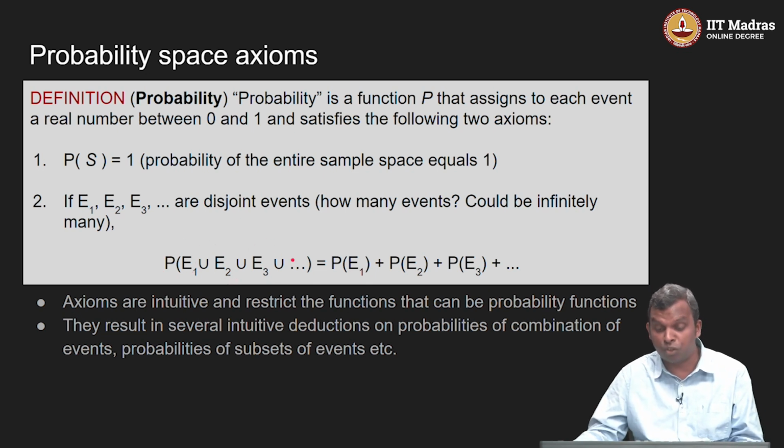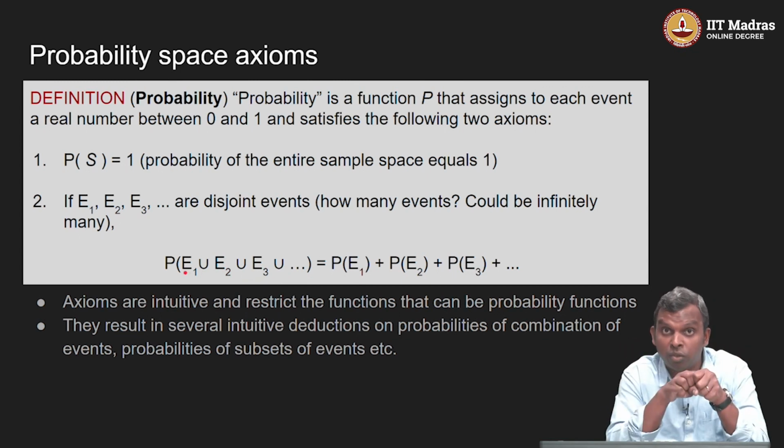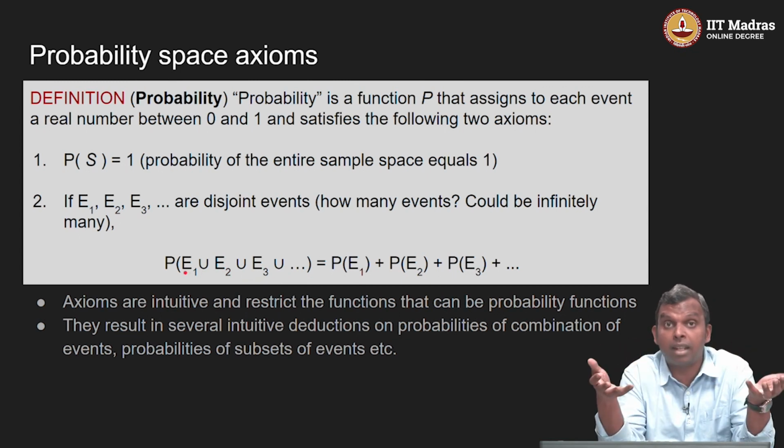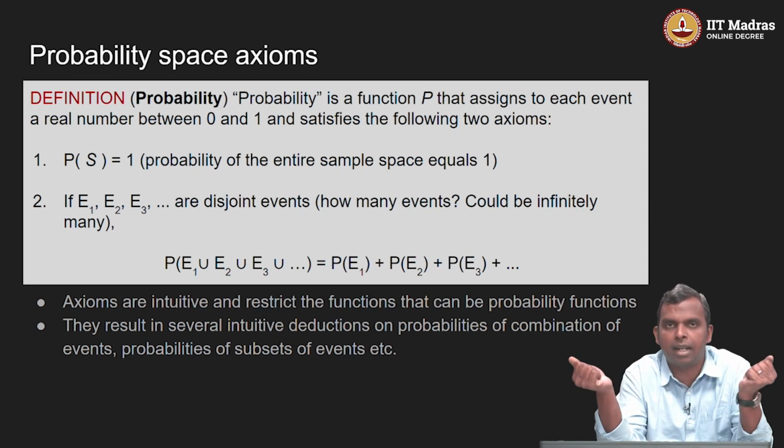You have a bunch of disjoint events. Disjoint is a very key word here. And you have E1 union E2 union E3 on the left side. So what is P of that? It's the probability value assigned to the union of all those events. We saw before how you can have disjoint events and how you can take unions of events. They are all events again. You take the union of two events, you get another event.